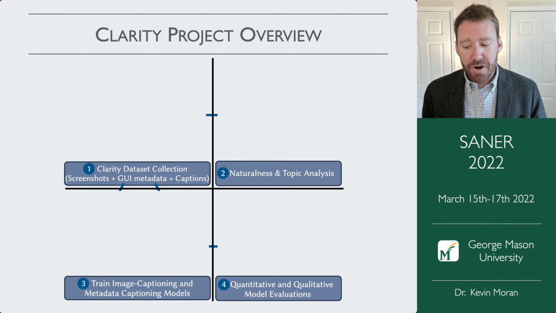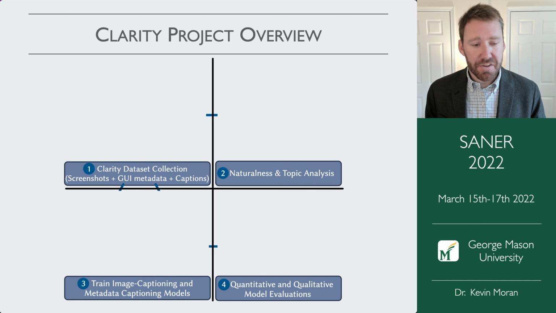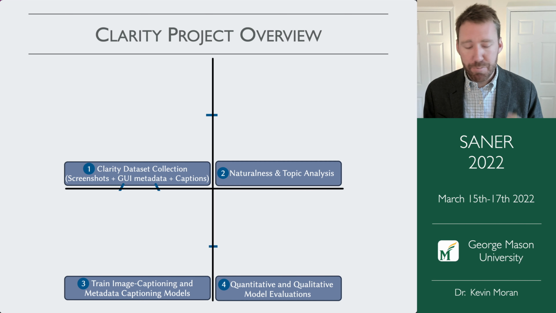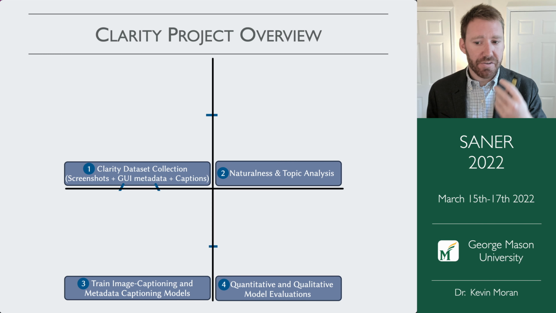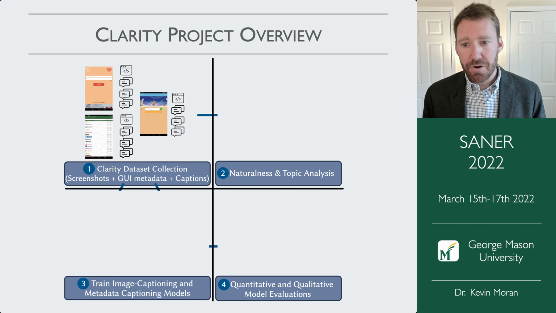So this is where we introduce our project that we call Clarity. There are 4 main steps that we took in this paper to investigate whether neural image captioning could be used as a viable source of software documentation information. First, one of the most challenging aspects of this project is that there were no really large parallel corpora of screenshots and metadata of user interfaces and corresponding natural language descriptions. So the first step was a very large scale dataset collection for a dataset that we are calling the Clarity dataset.